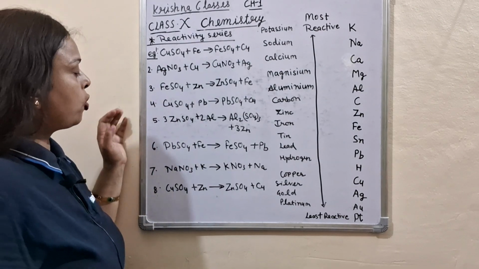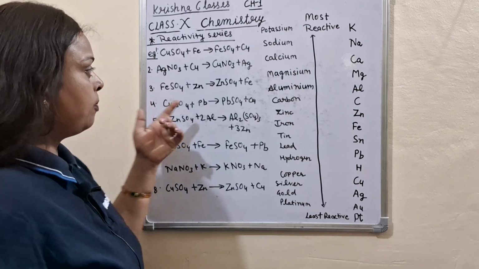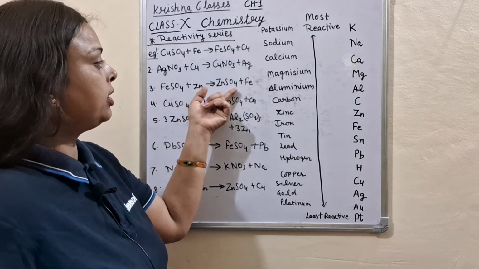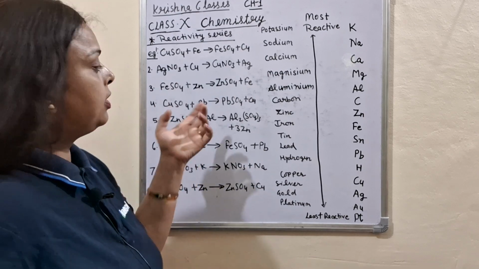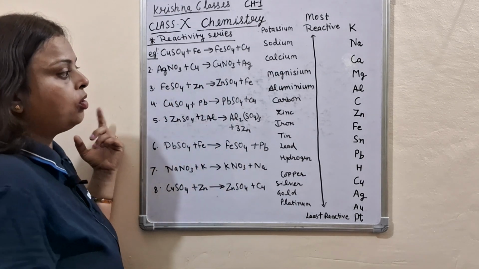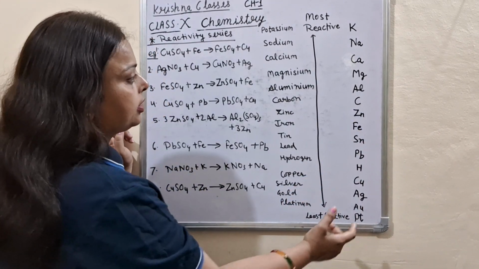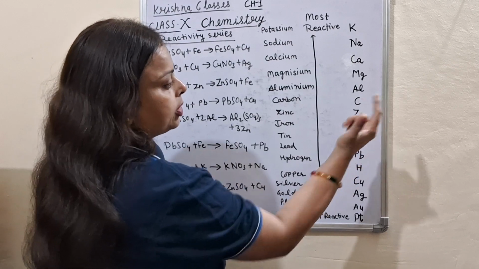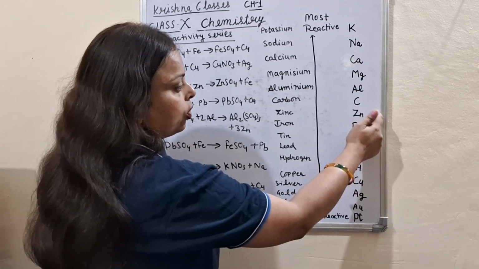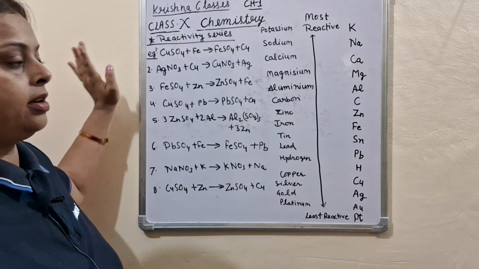Now come to the third example. Ferrous sulfate plus zinc gives zinc sulfate plus iron. Here zinc replaces iron. How? Iron is present here and zinc is just above the iron. That's why zinc is more reactive than iron, and zinc easily replaces the iron.